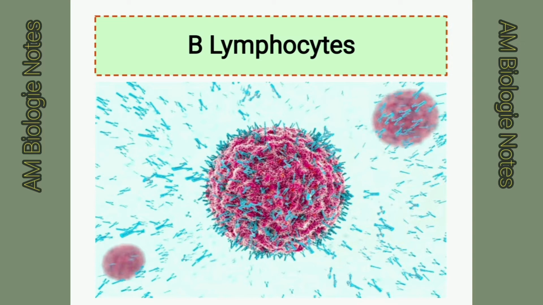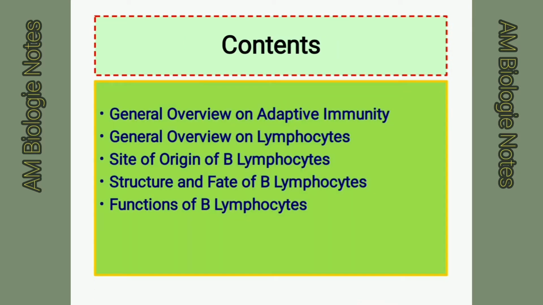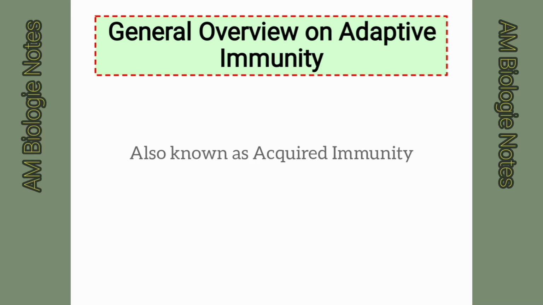Today I will discuss about the B lymphocytes which play a crucial role in adaptive immunity. Contents of the video include general overview on adaptive immunity, general overview on lymphocytes, site of origin of B lymphocytes, structure and fate of B lymphocytes, and finally, functions of B lymphocytes. General overview on adaptive immunity.